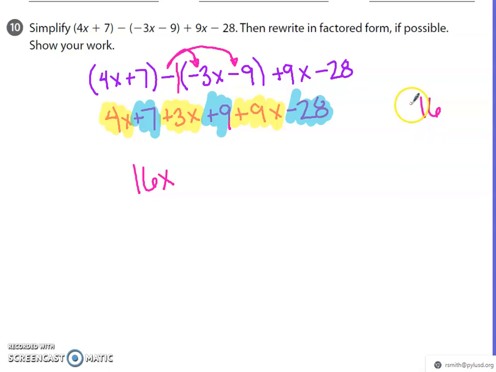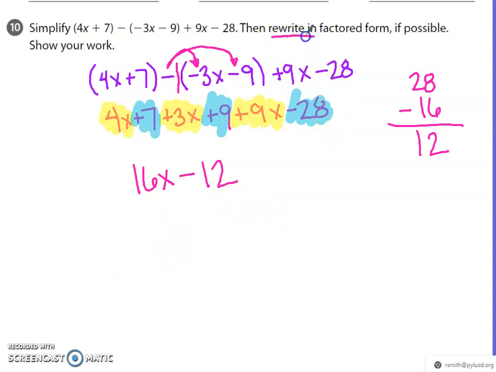They have different signs, right? Positive 16 and negative 28. So I'm going to subtract them. Subtract the numbers. And before you even do that, think: is the answer going to be positive or is it going to be negative? When I subtract these numbers, I got 12. 28 is bigger than 16, so our answer is negative. That's the best we can do. We can't combine any more like terms.